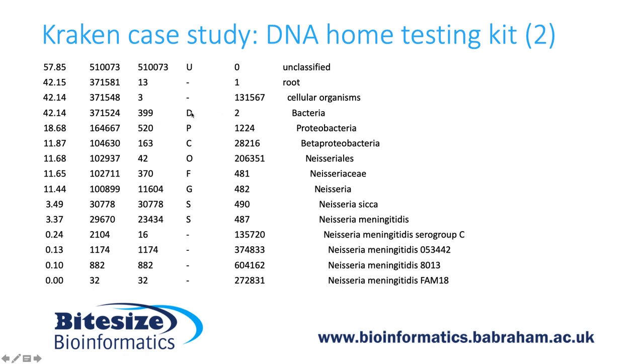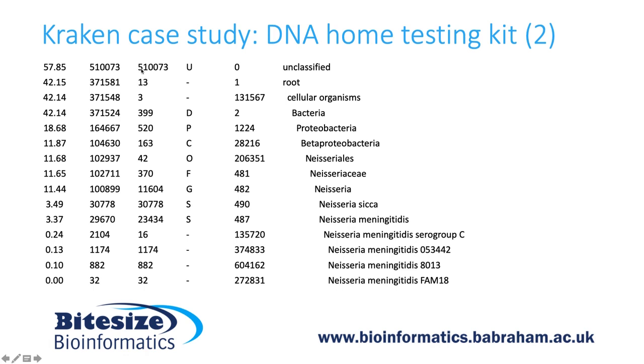So D means domain of life, and then we have phylum, class, order, family, genus, species. Just to explain this output a little bit more, as I mentioned, these are the percentages, and this is the taxonomic level classifier. This is the taxonomic ID of each of these species or family name or whatever. So the taxonomic ID of Neisseria is 482.